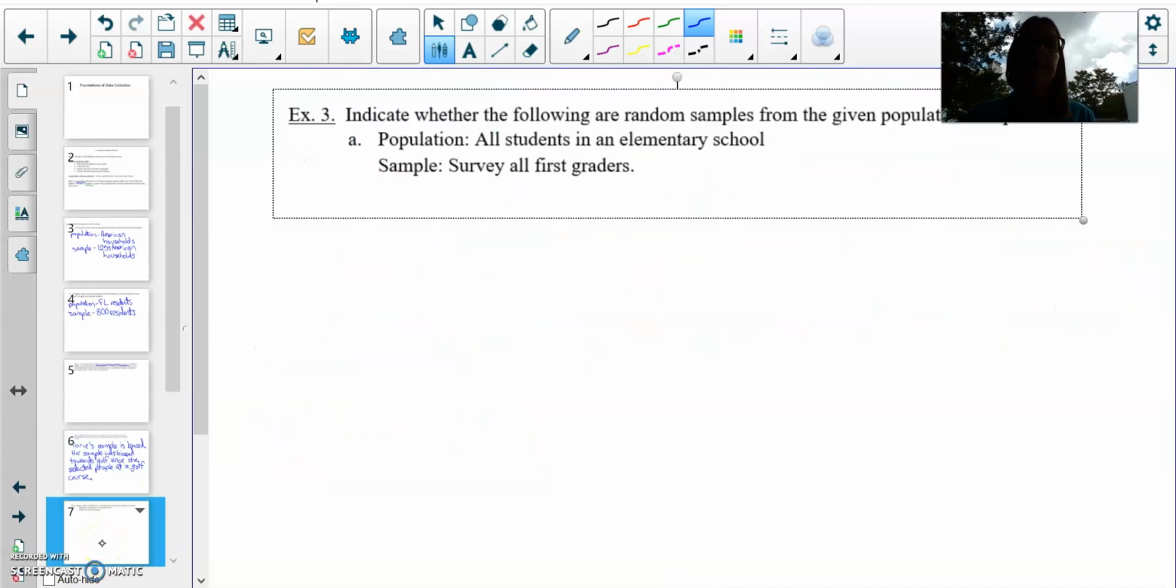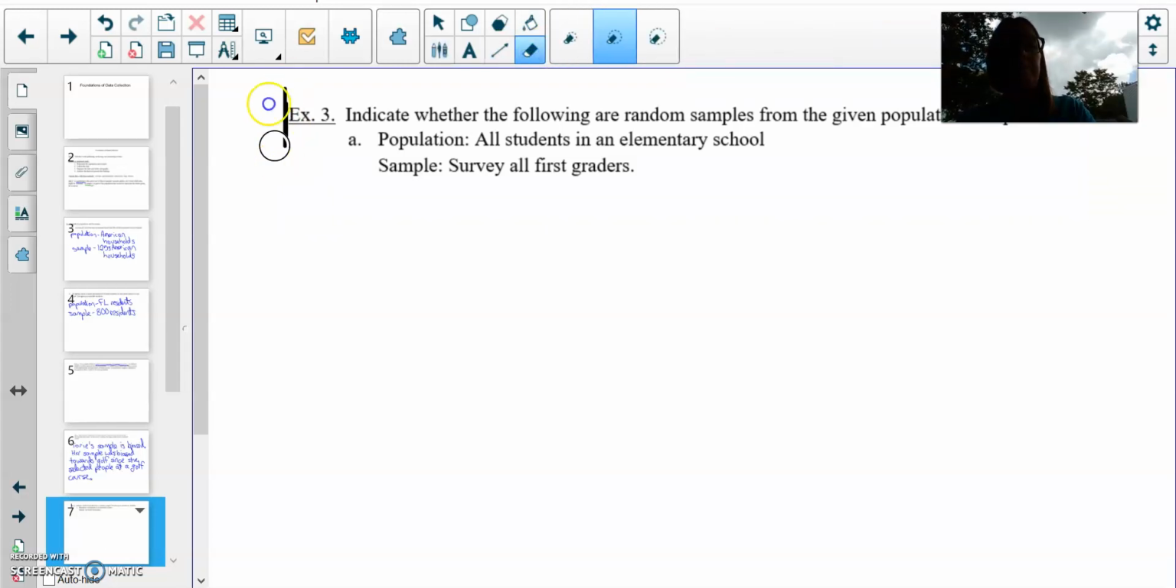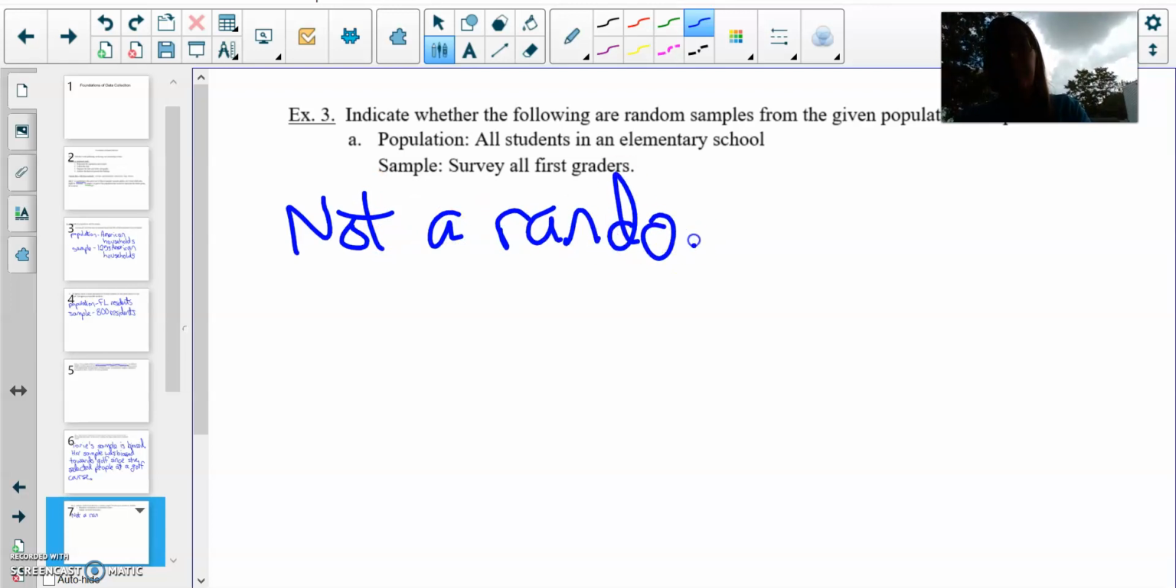Okay, looking at our next example. Indicate whether the following are random samples from the given population. Explain. The population is all students in an elementary school, and the sample is you're surveying only the first graders. This is not a random sample. And they want us to explain.